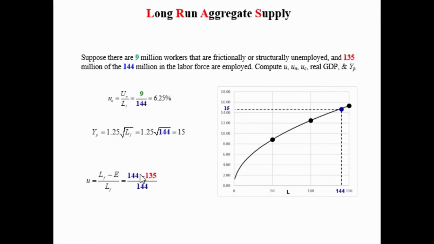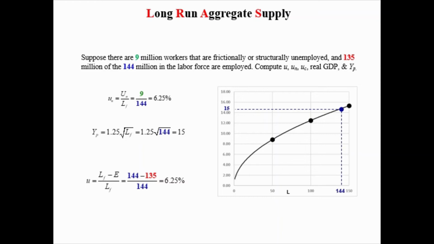So this here is the number of people unemployed. This difference is the number of people unemployed. We divide that by the labor force and we get an unemployment rate of 6.25%. Okay. So the unemployment rate is equal to the natural rate, which means we're on our production possibility frontier. Unemployment's not too low. Unemployment's not too high.